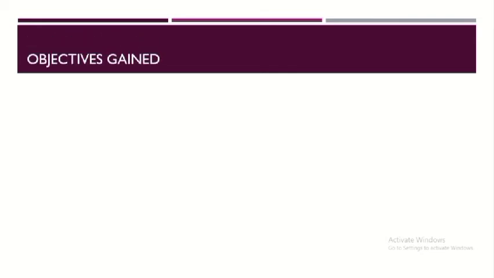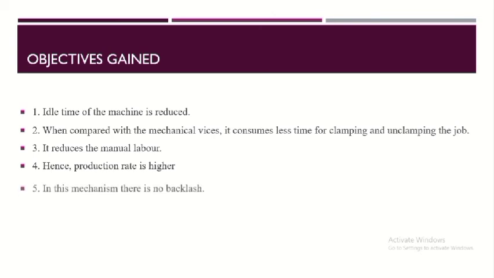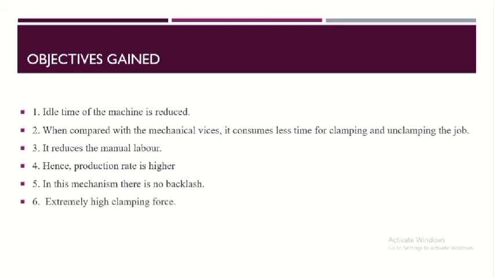Now, let us see the objectives gained while performing the experiment. First of all, idle time of the machine is reduced. When compared to mechanical vises, it consumes less time for clamping and unclamping the job. It reduces the manual labor. Hence, the production rate is higher. In this mechanism, there is no backlash. Extremely high clamping force.